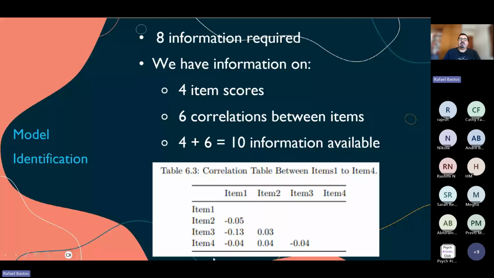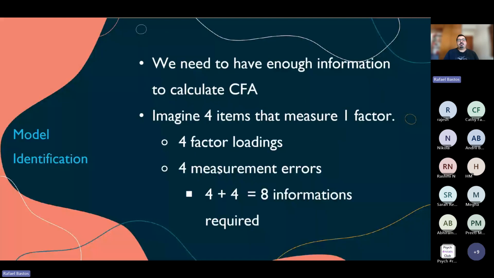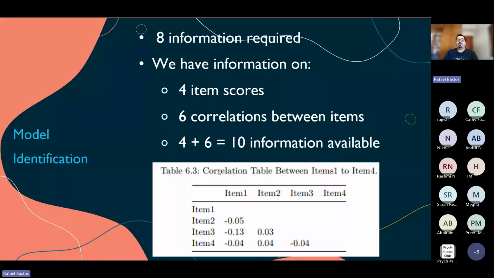So we can estimate a single factor model with four items because we have a lot of information available. So it's easy to assume and calculate that the required number of items to estimate a single factor model is three, because we have the six information that are required, and we have also six information available.